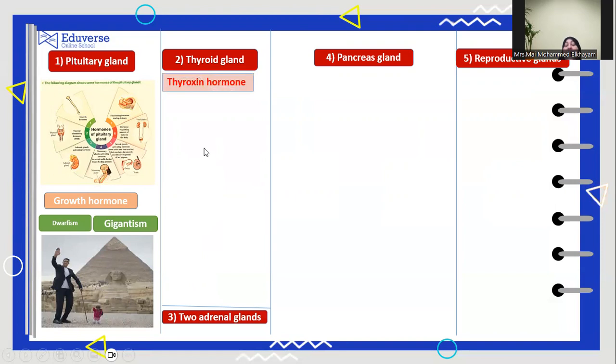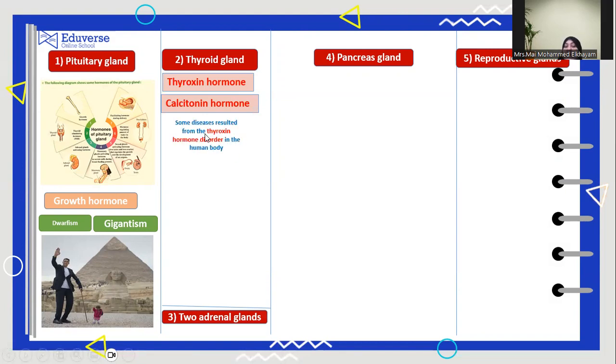Thyroid gland secretes two hormones, thyroxine hormone and calcitonin hormone. Thyroxine hormone is used to liberate the energy needed from the food for the body, while calcitonin controls the amount of calcium in the blood. Thyroxine hormone also, instead of saying liberates the energy, you can say it is for food assimilation.